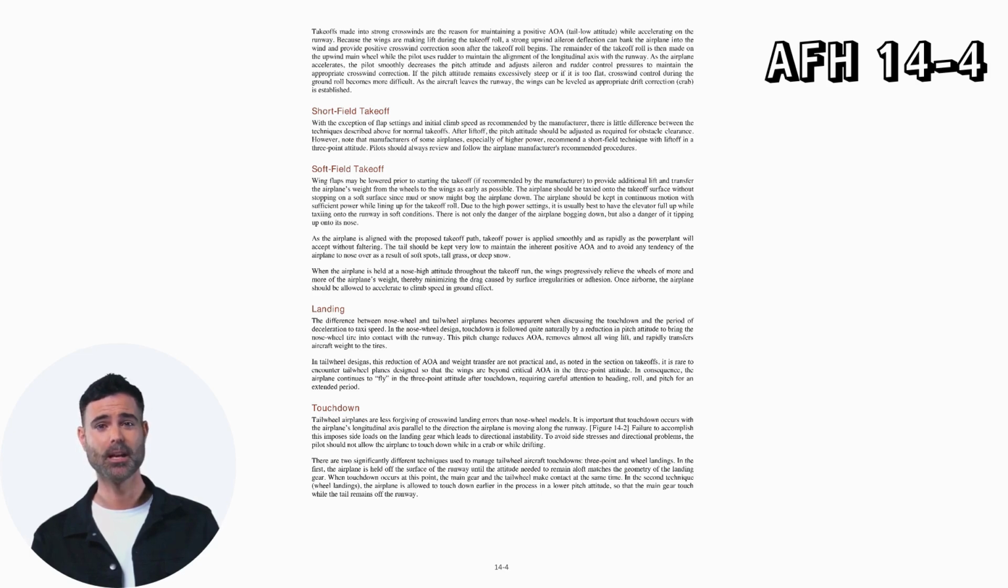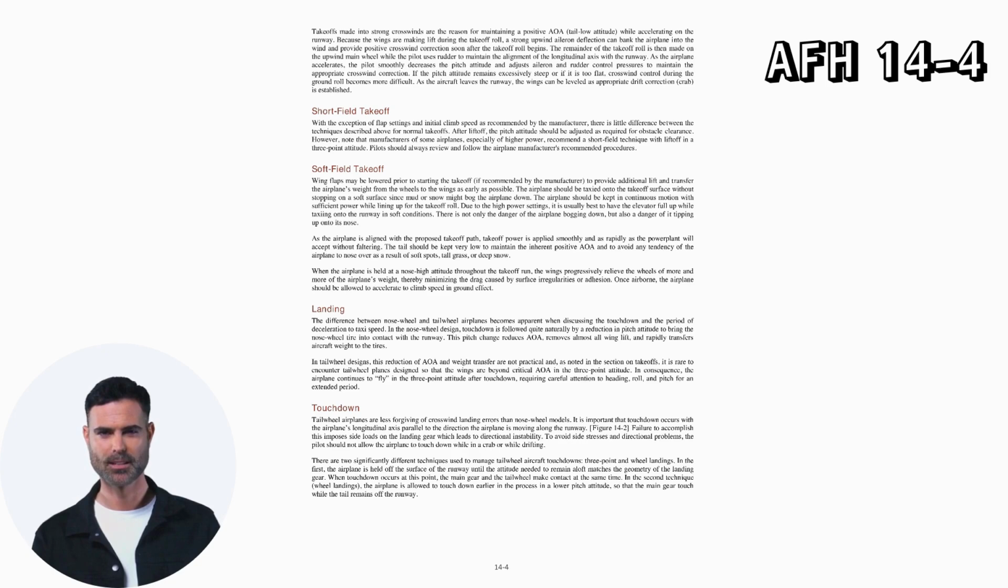In tailwheel designs, this reduction of AOA and weight transfer are not practical, and, as noted in the section on takeoffs, it is rare to encounter tailwheel planes designed so that the wings are beyond critical AOA in the 3-point attitude. In consequence, the airplane continues to fly in the 3-point attitude after touchdown, requiring careful attention to heading, roll, and pitch for an extended period.